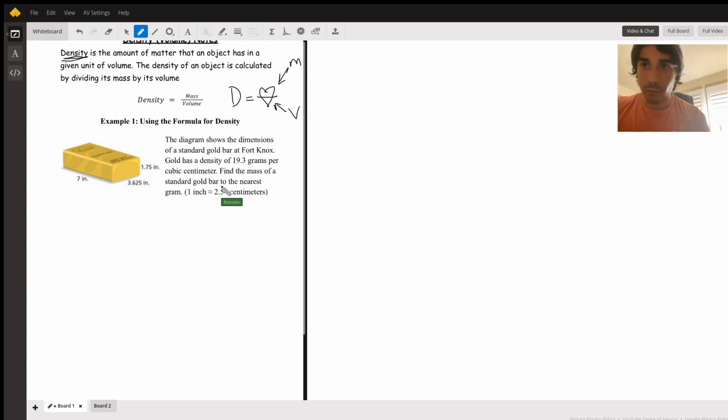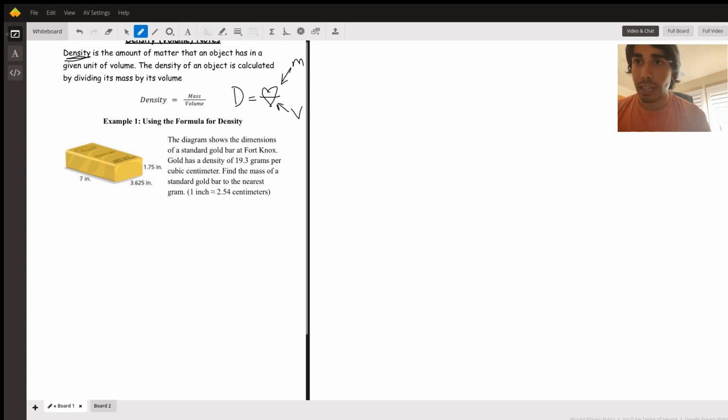All right. So we got the first example here. It's got a diagram that shows the dimensions of a standard gold bar at Fort Knox. Gold has a density of 19.3 grams per cubic centimeter. Okay, that's something we need to be aware of. Per cubic centimeter. So we're in centimeters here. Our dimensions are in inches. So we're going to need to convert these into centimeters. All these guys need to get converted to centimeters. Something to be aware of. And then it says, find the mass of a standard gold bar to the nearest gram.